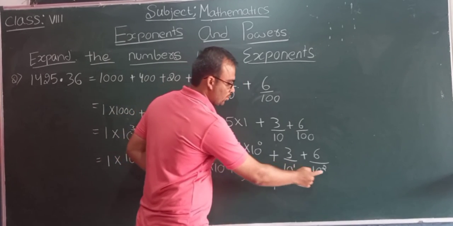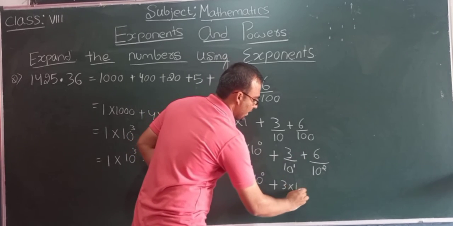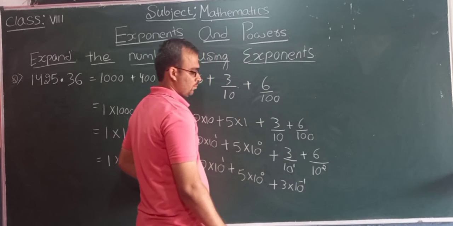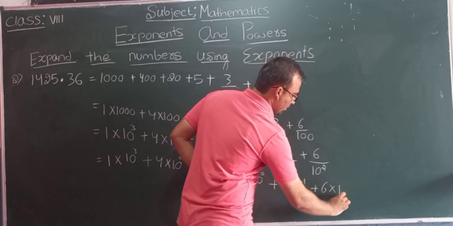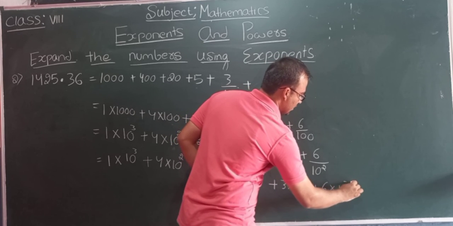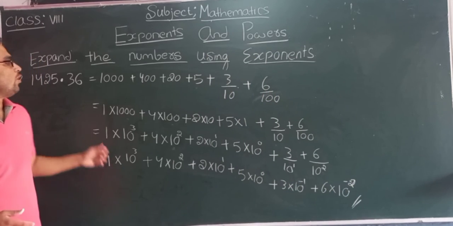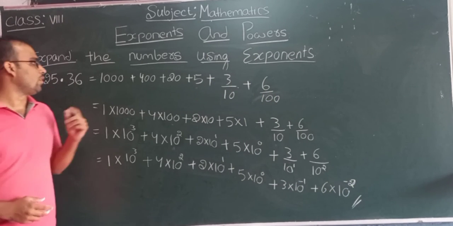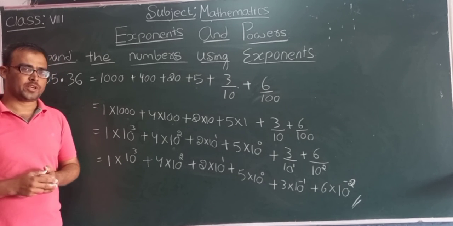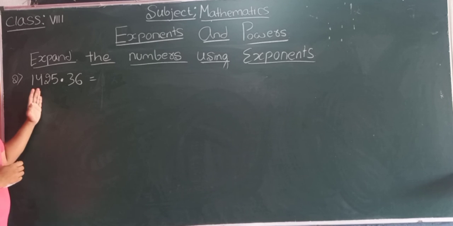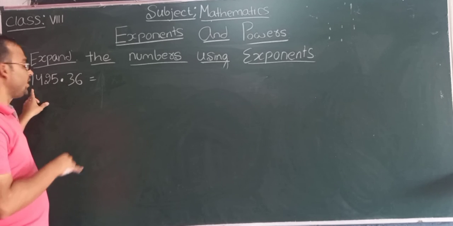students, as I told you, here the exponent is positive, no? So if we bring this one to the upper side, it will become negative. Then 6 into 10 to the power minus 2. So this is how we can express the numbers. This is how we can express even decimals in exponent form using exponents. Now we can see how to express this decimal in exponent form in an easy way.